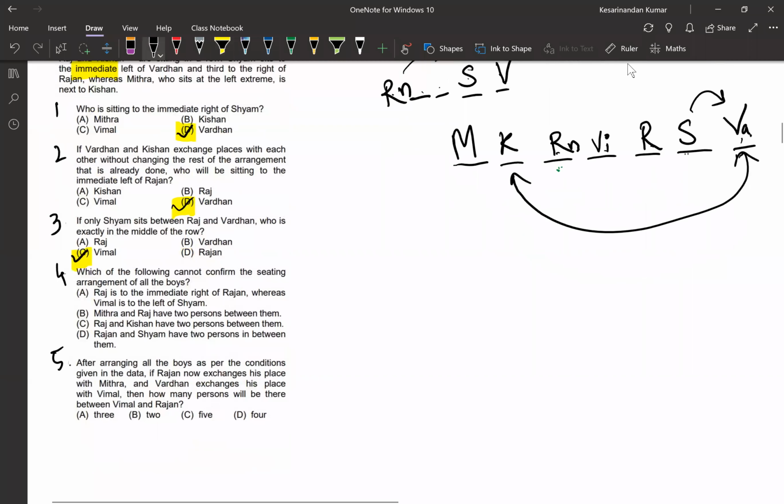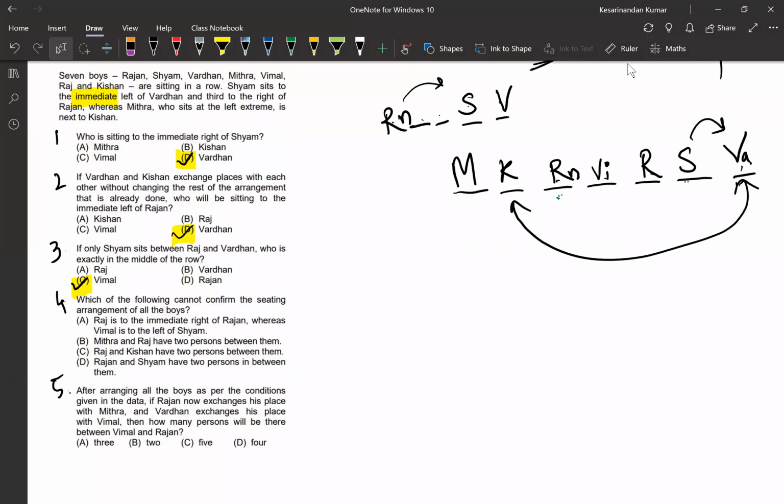Let's move to the next one then. Which of the following cannot confirm the seating arrangement of all boys? Okay, cannot confirm. So for now, we do not have this, we do not have this.